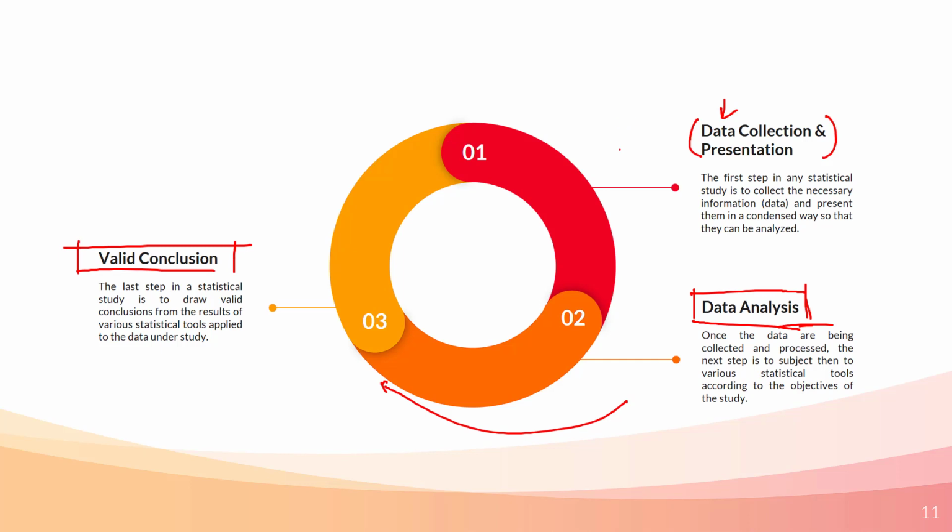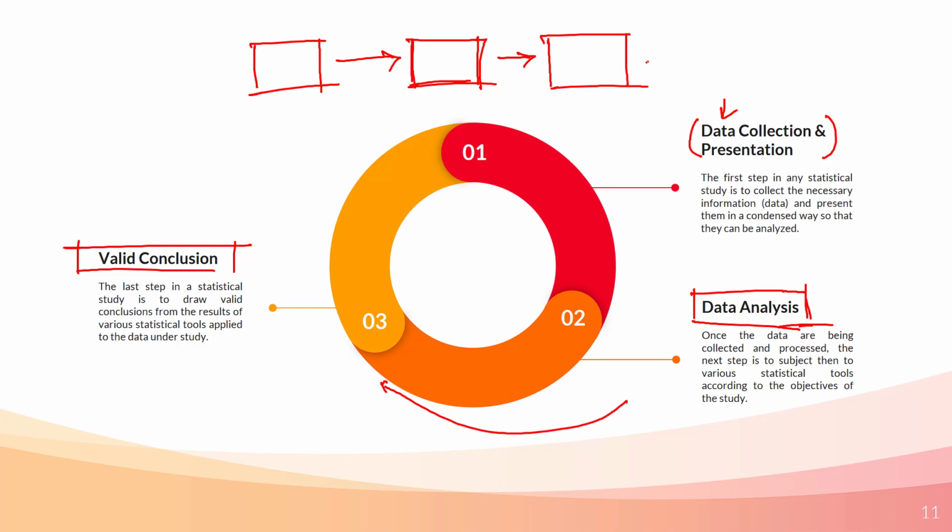So the first step is you will collect the data, you will go and collect information. Next, you will make tables or you will condense them, you will represent the data in a valid way. Next, you will analyze the data, and the last part is from the result of this analysis you will make valid conclusions. So these three are the major steps in any statistical study, right?